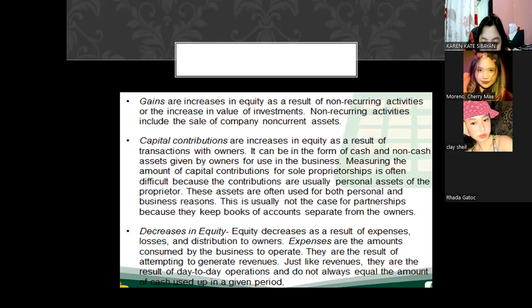So, of course, bumababa ang equity natin, lalo na kung nadadagdagan yung ating expenses. Kasi nababawasan. Diba? So, may question ba dito?